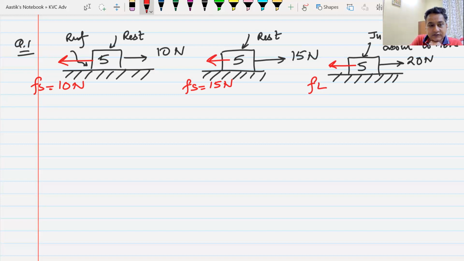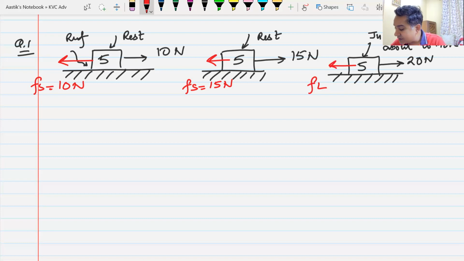It has gone above our head saying bye bye. I'm going. When the body is just about to move, we say that the friction has reached its limiting value. Do we understand this? Yes or no? This is the word that we use.